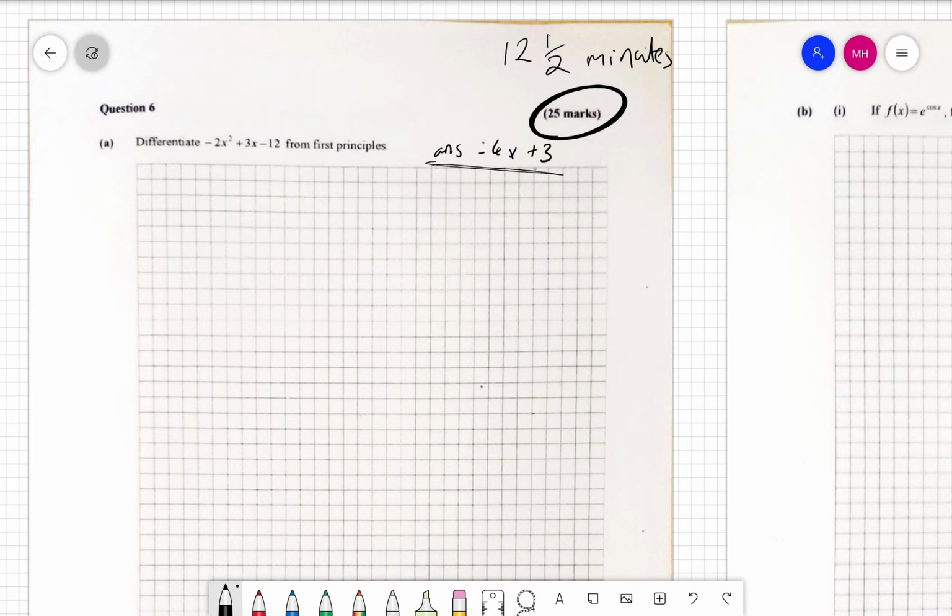So that's the beauty of this differentiate from first principles rule question. It's that you know the answer, and if you get it wrong, well, you can go back and fix it. Now it's only a 10-mark part A. It's only 10 marks, so bear that in mind as well.